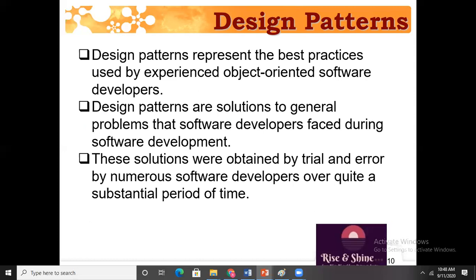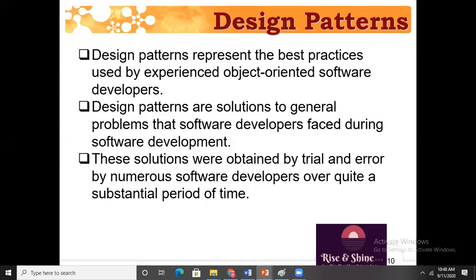Design patterns are the solution to general problems that software developers face during software development. Design patterns are the solutions to problems which occur again and again while designing software. Or design patterns are the solutions which have been obtained by the trial and error method by numerous software developers over a quite substantial period of time.